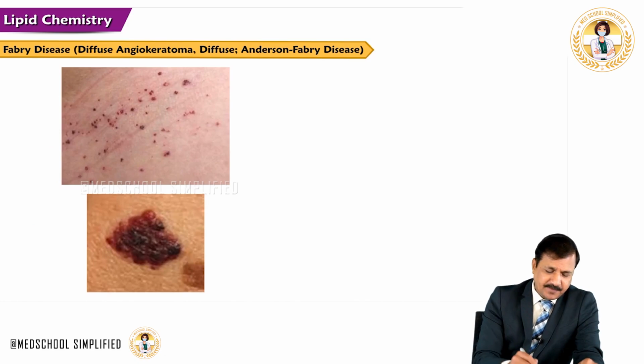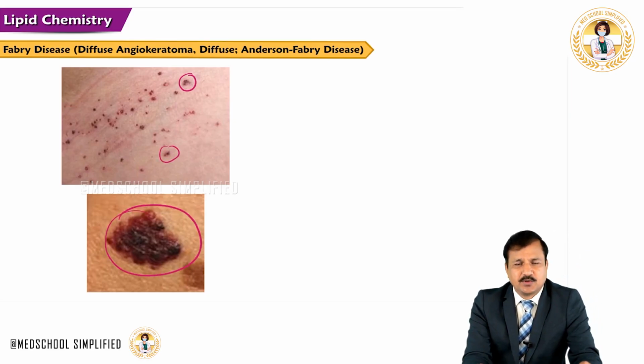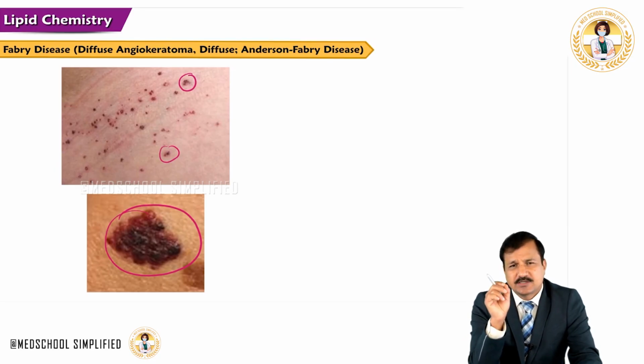And you see here, this is the figure that shows angiokeratoma. As you see, these are painless papules which are nothing but dilated blood vessels which contain globotriaosylceramide or ceramide trihexoside.